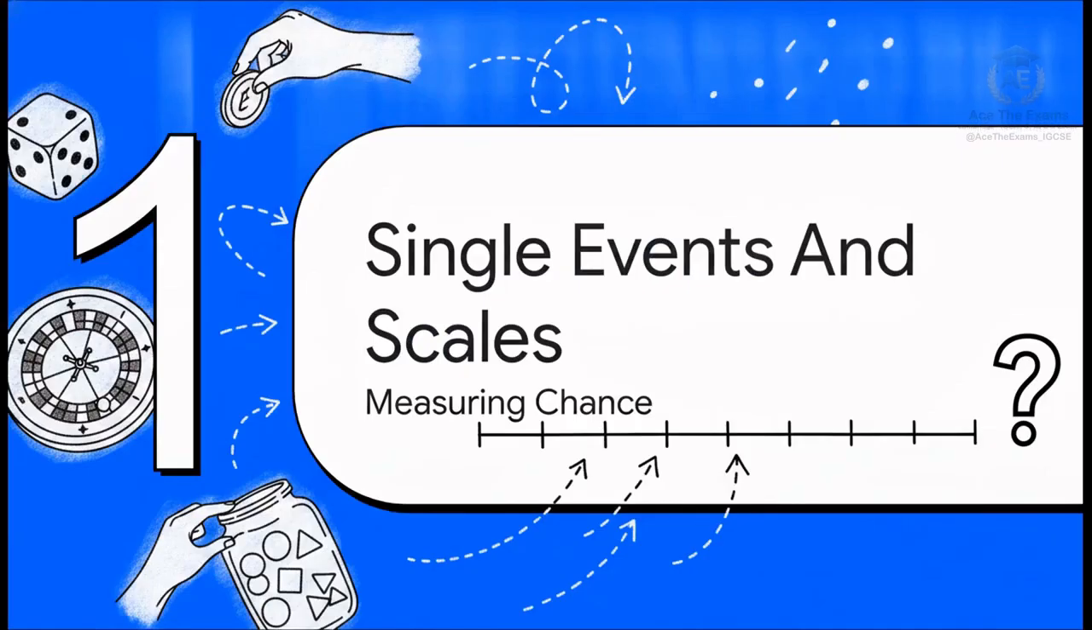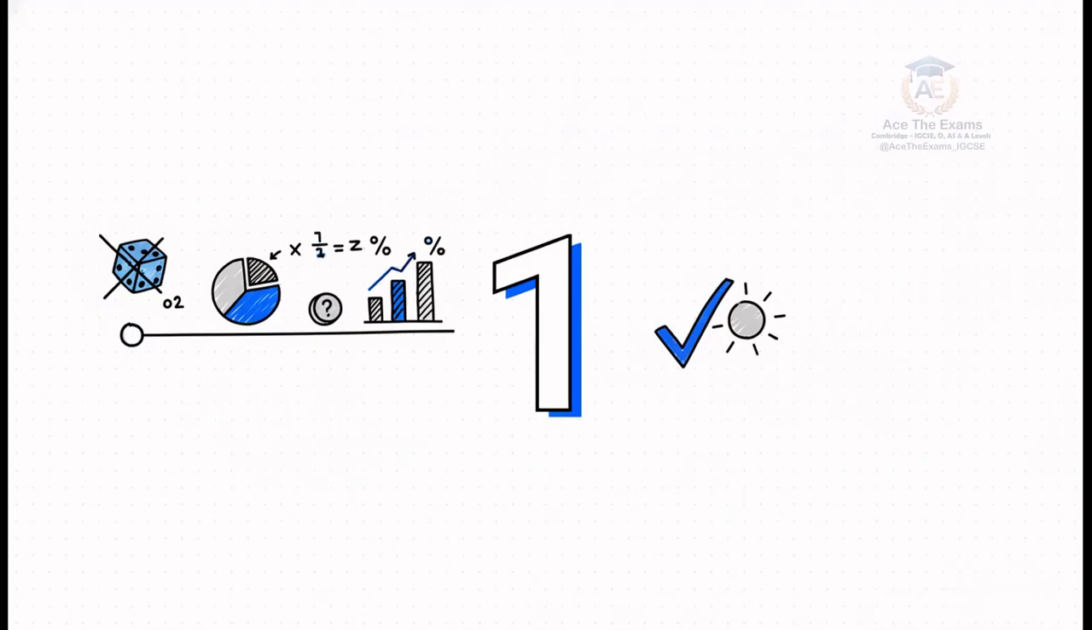Section 1, Single Events and Scales. We're starting at the absolute foundation. This is where we measure exactly how likely a single outcome is in a perfect scenario. Okay, the absolute most crucial point here, and you would be shocked at how many marks are lost because students forget this under pressure, is that all probability rests on this rigid scale.